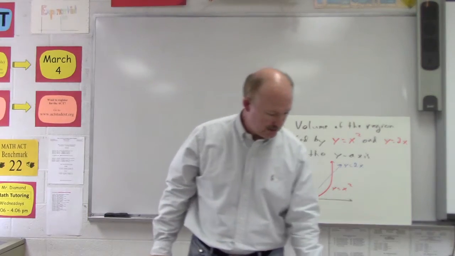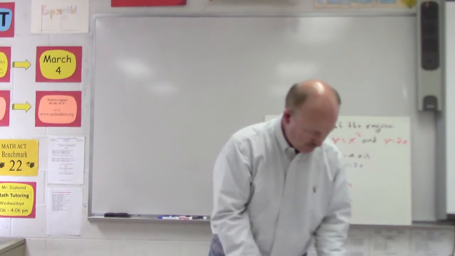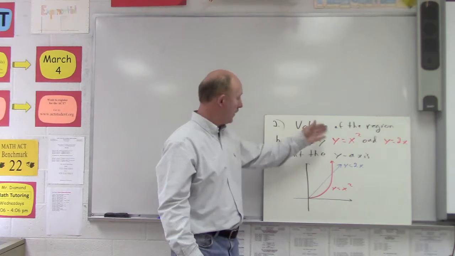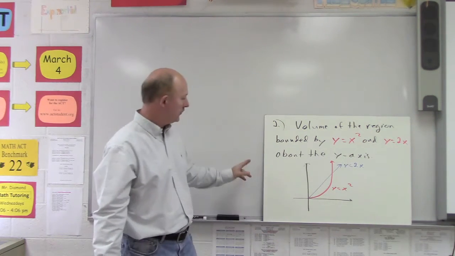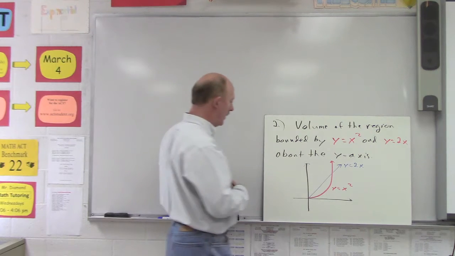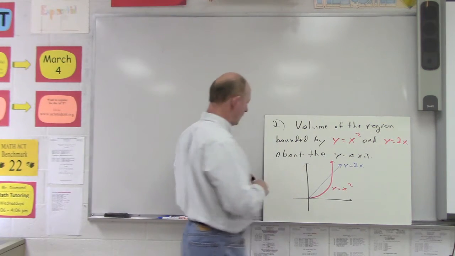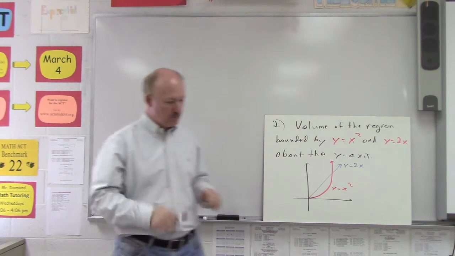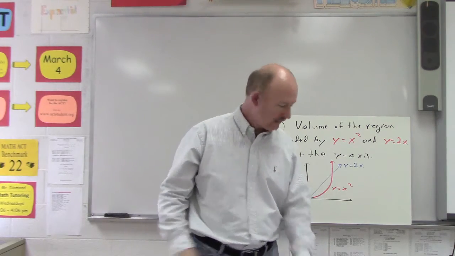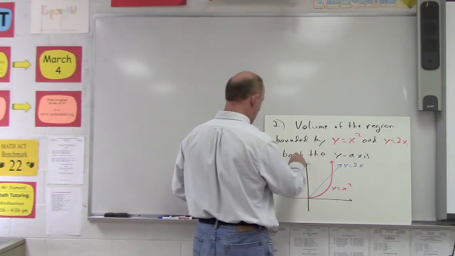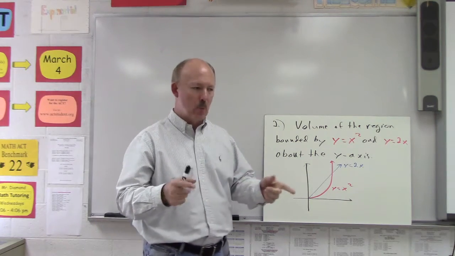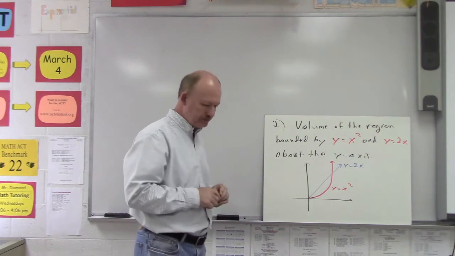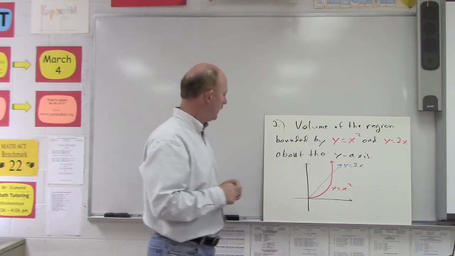Problem number 2 says, find the volume of the region bounded by the graphs of y equals x squared and y equals 2x, and it was revolved about the y-axis. So it was revolved about the y-axis. Let's try revolving this about the y-axis now.